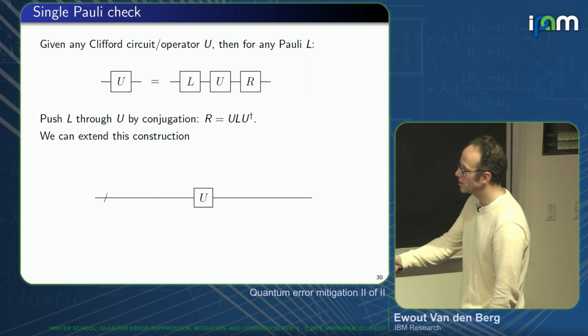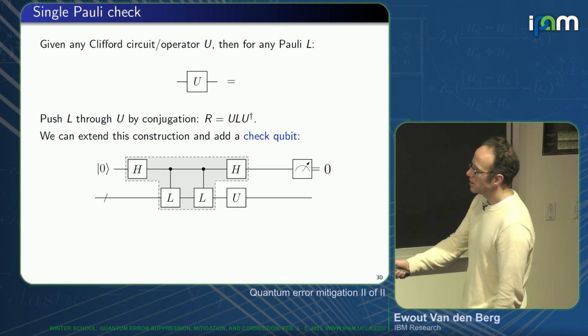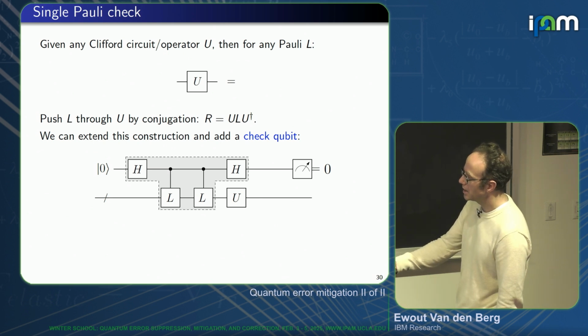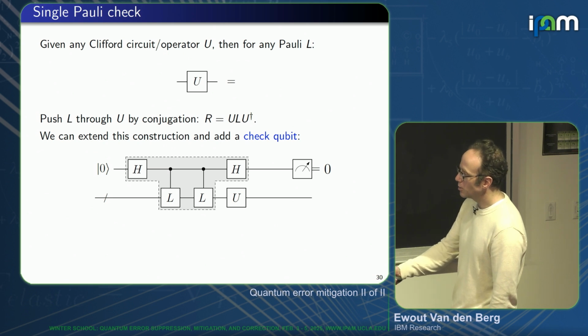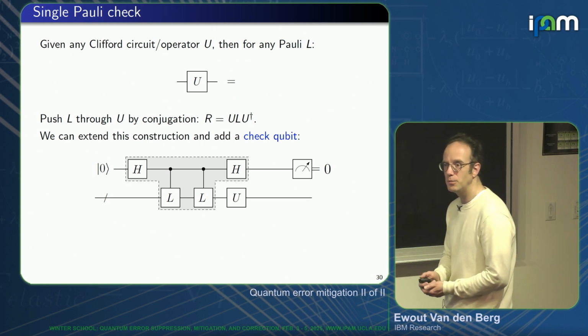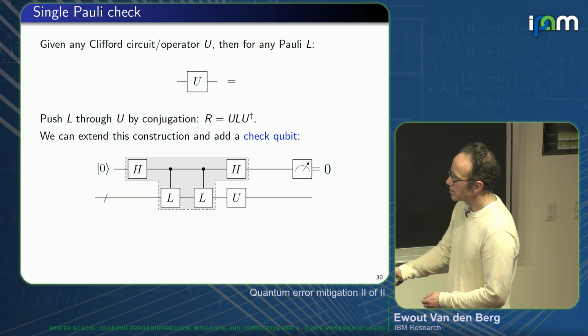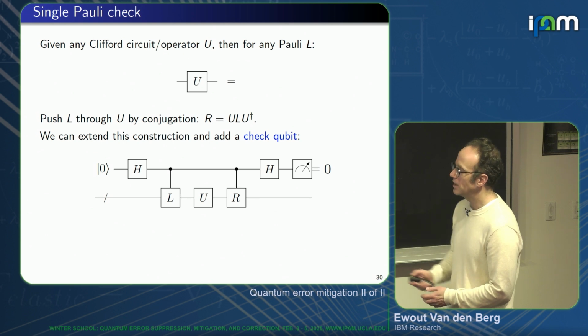Here we have a multi-qubit system. We apply a check qubit, which is initialized in 0. You apply Hadamard gates and 2 controlled Ls. Okay, so these still cancel, so ideally we've done nothing. But now we can again push one of these Paulis through to the other side. So we get now a left check, a unitary, and a right check in this circuit.